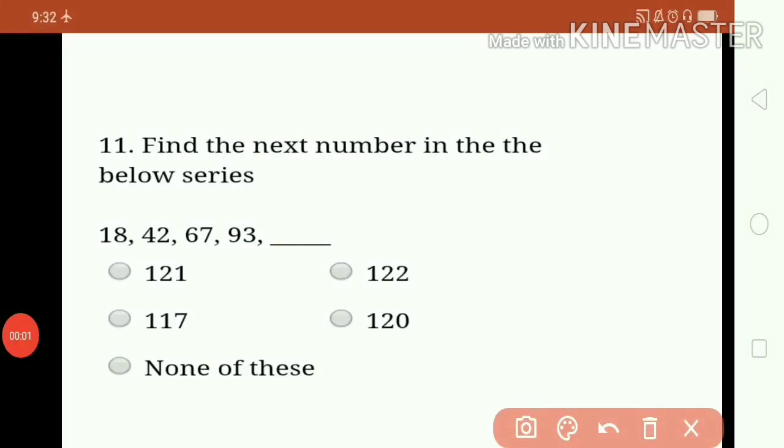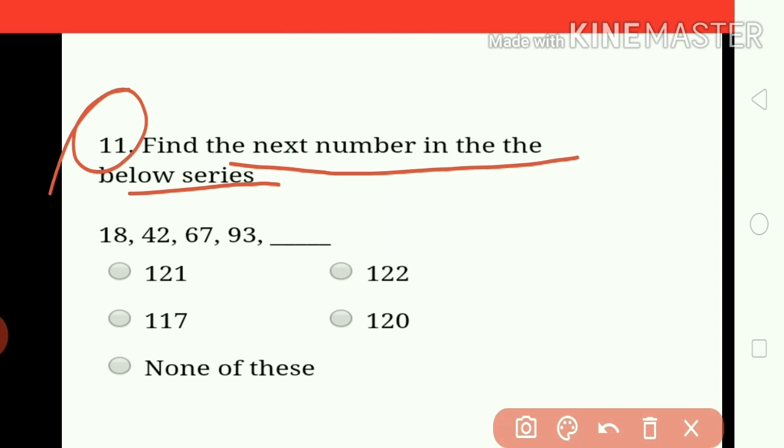Now come to question number 11. Find the next number to the below series. So in these type of questions, at first we have to check whether the numbers are the square or cubes of any number. If they are not, we will find the difference of these numbers. Here we see these are not the square or cubes of any number. So let us find the difference of these two numbers.